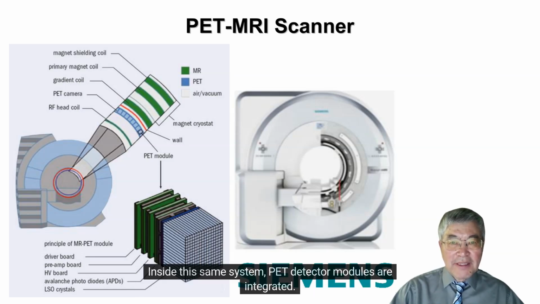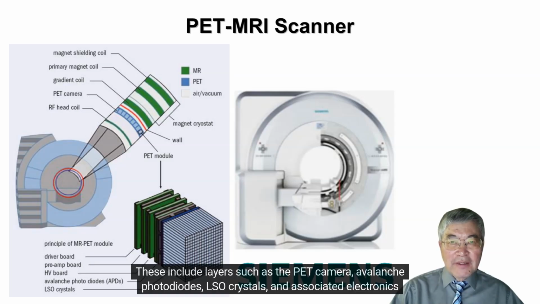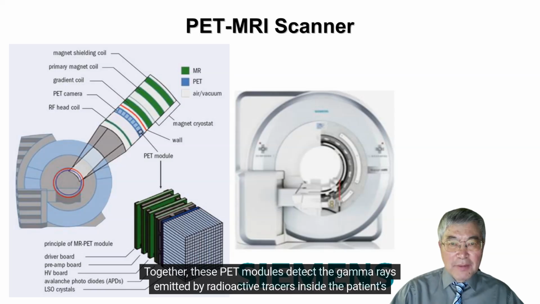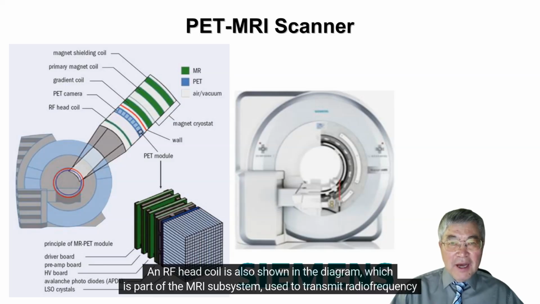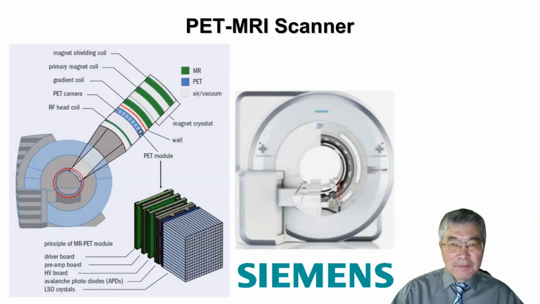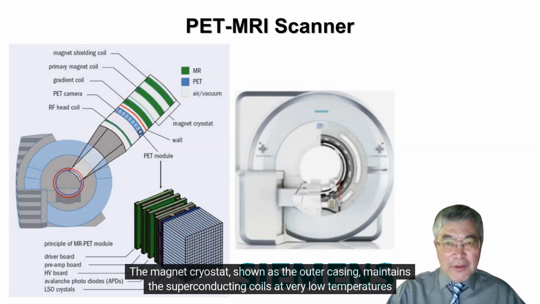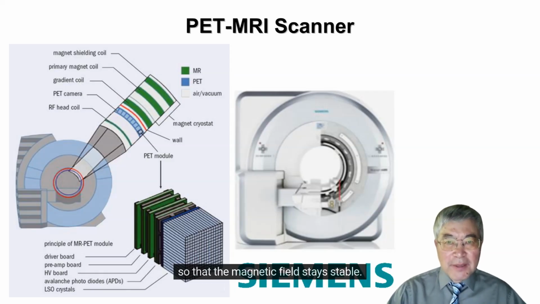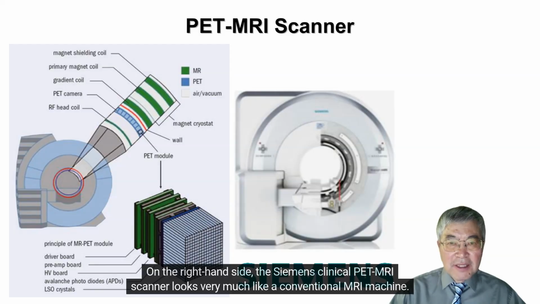Inside this same system, PET detector modules are integrated. These include layers such as the PET camera, avalanche photodiodes, LSO crystals, and associated electronics like preamplifiers and driver boards. Together, these PET modules detect the gamma rays emitted by radioactive tracers inside the patient's body. An RF head coil is also shown in the diagram, which is part of the MRI subsystem used to transmit radiofrequency pulses and receive the MR signal. The magnet cryostat, shown as the outer casing, maintains the superconducting coils at very low temperatures so that the magnetic field stays stable.